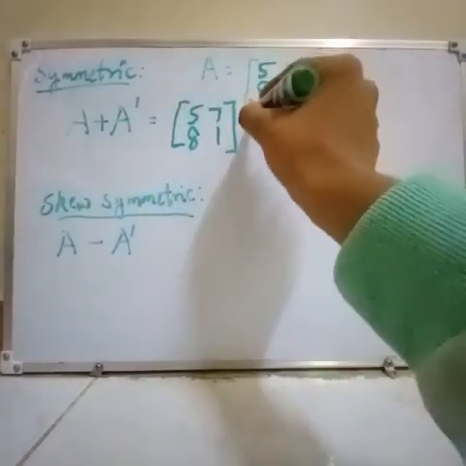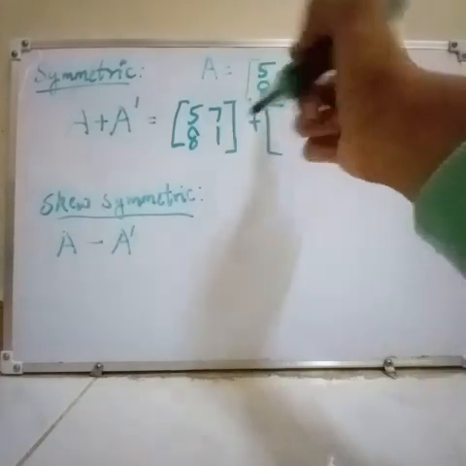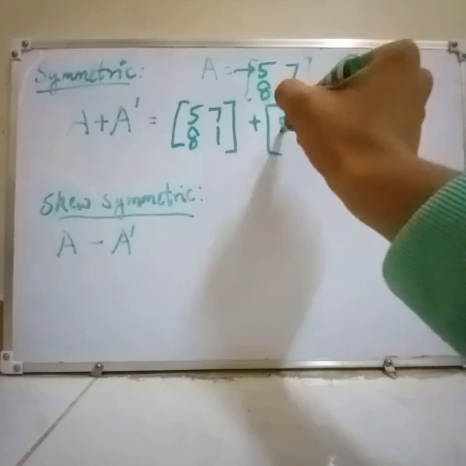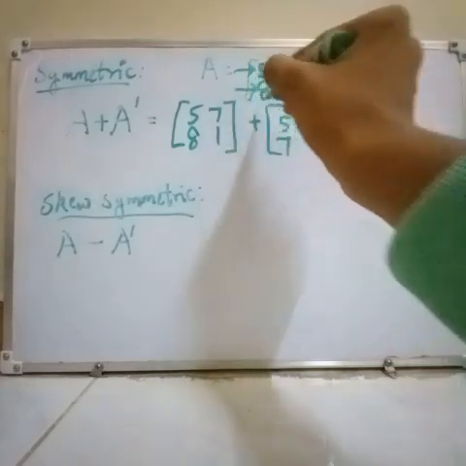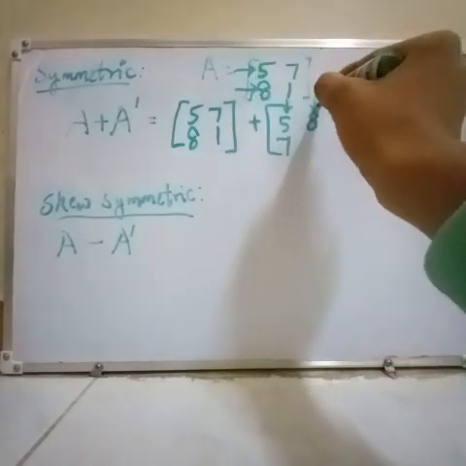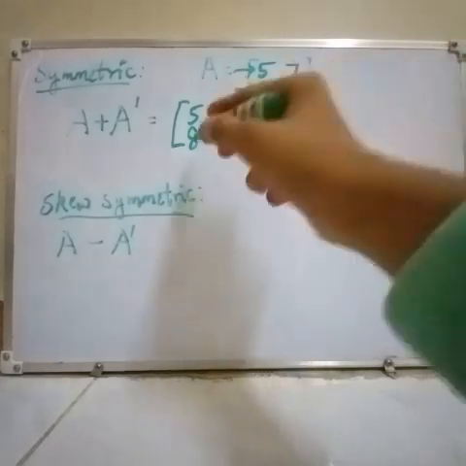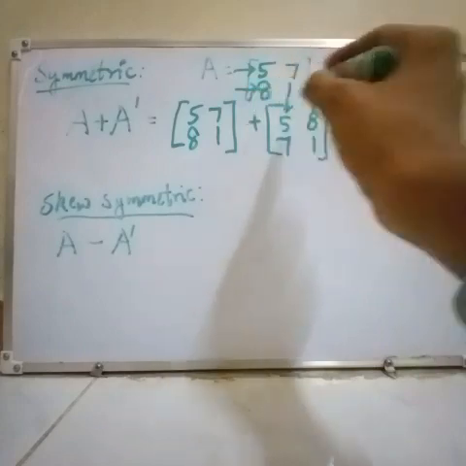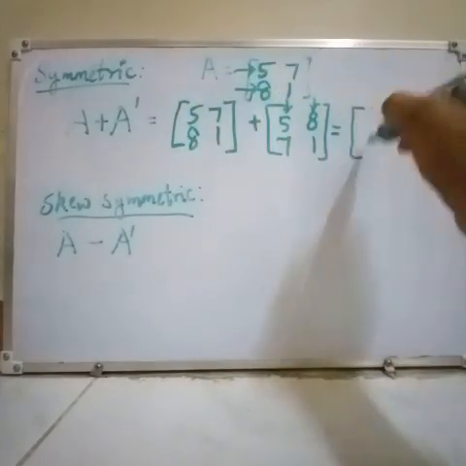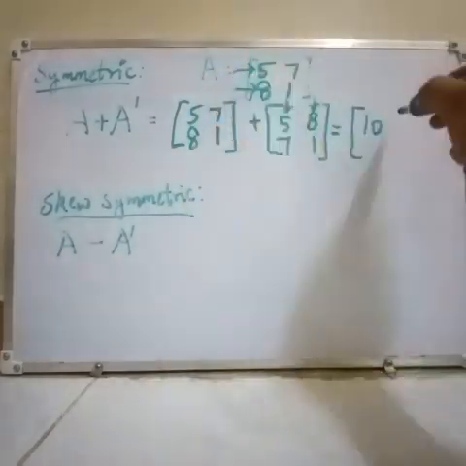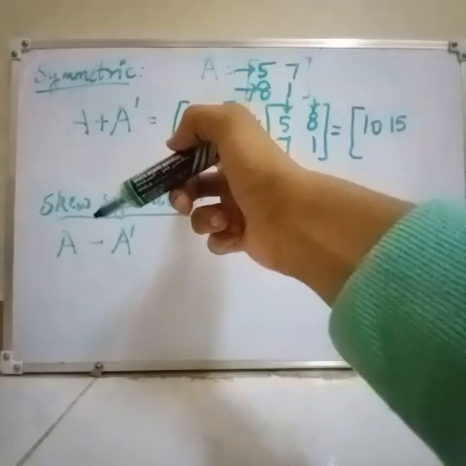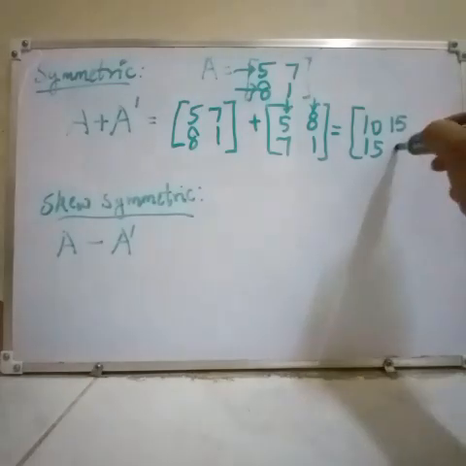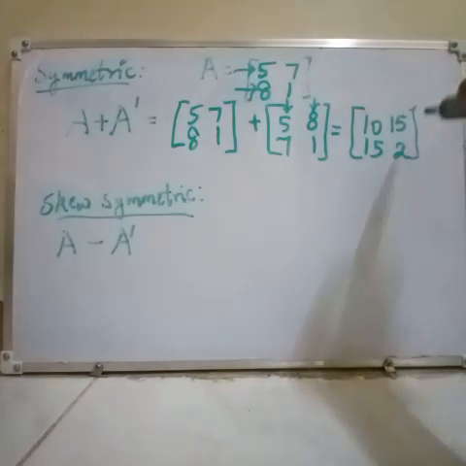Now our A complement is just the reverse of this. The first row becomes the first column, so 5 and 7, and the second row becomes the second column, 8 and 1. Now you just have to add both of them and check if they are symmetric or not. 5 plus 5 is 10, 8 plus 7 is 15, 8 plus 7 is 15, and finally 1 plus 1 is 2.